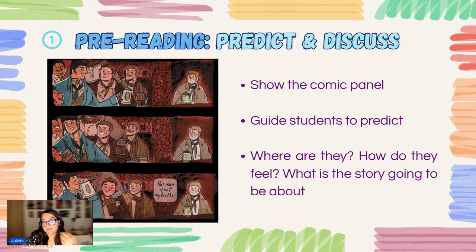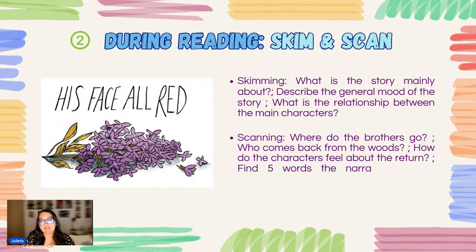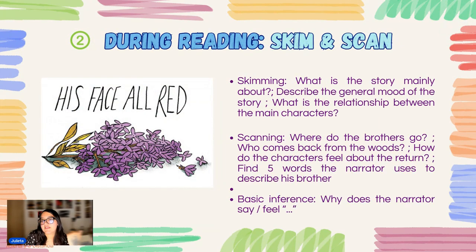This is perfect to guide students through questions to predict where they are, how they feel, and most important, where the story is going. What is it going to be about? What is going to happen? Now, for the second part, during the reading, we're going to focus on skimming and scanning and some basic inference questions. During the skimming part, what I want is for students to grasp the general idea of the story.